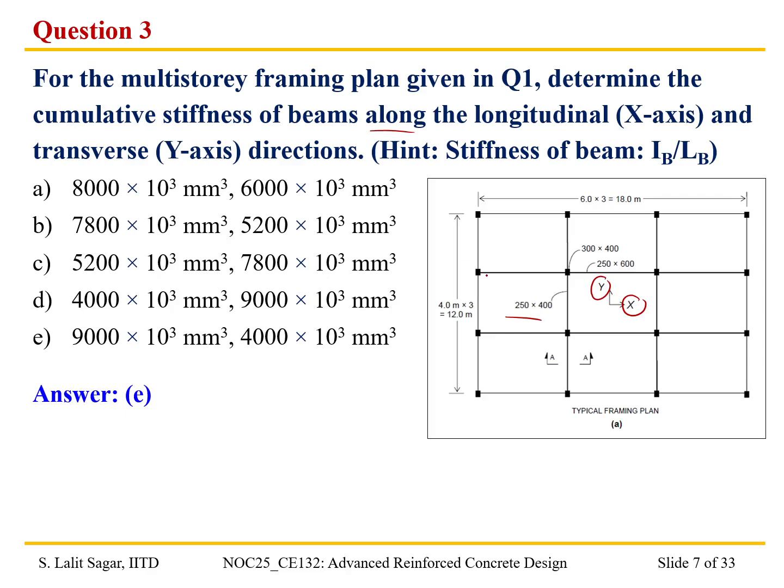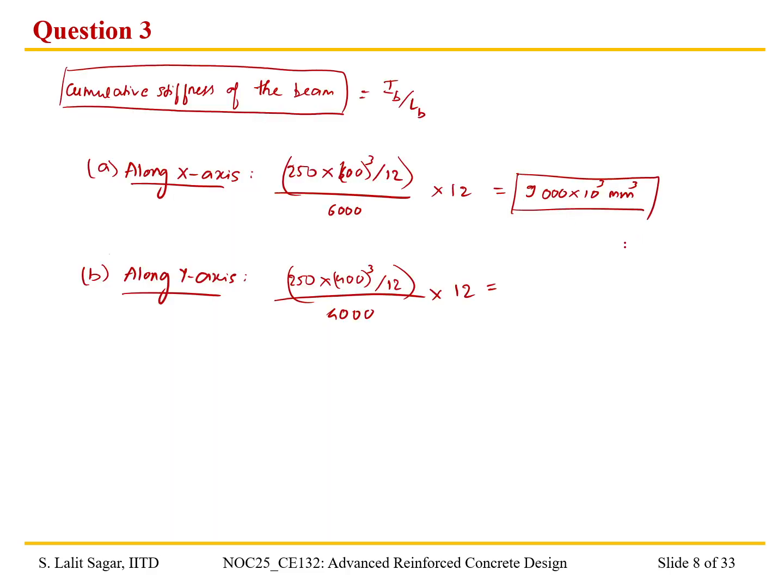So here also, what is the number of beams along the transverse direction? 1, 2, 3 multiplied by 1, 2, 3, 4, that is 12. Hence this 12. And for that we get a value of 4,000 into 10 to the power 3 millimeter cube. So that is the cumulative stiffness of the longitudinal and the transverse beams, 9,000 and 4,000.